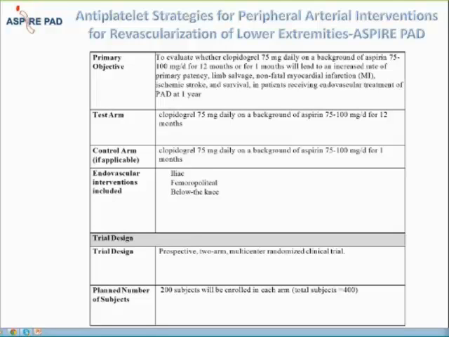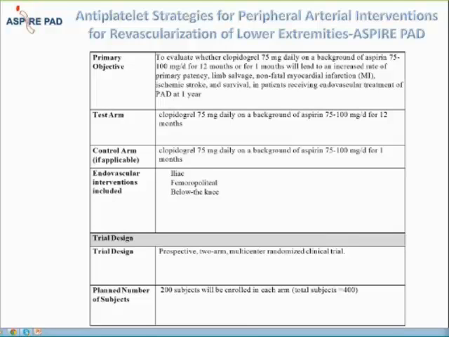I am familiar with the Euclid study, which is studying ticagrelor as an agent and comparing it to clopidogrel in patients with peripheral artery disease, but it is not a dedicated peripheral artery intervention study. It is patients looking at secondary prevention of both cardiovascular and limb events in patients with established PAD. It's a wide definition. It includes patients with abnormal ABI symptoms and with prior history of prior revascularization, but it is not a dedicated endovascular intervention study.